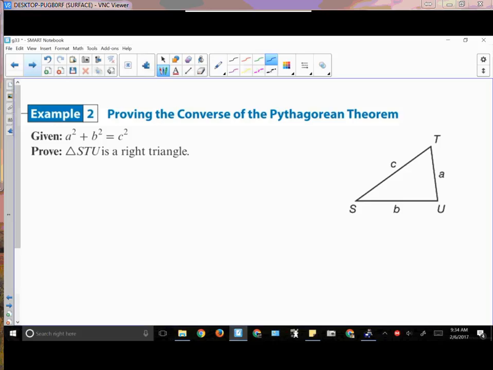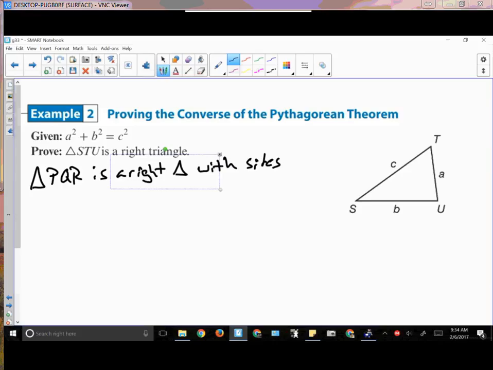So, I am going to write it out like this. I am going to say that triangle PQR is a right triangle, with sides A, B, and X.